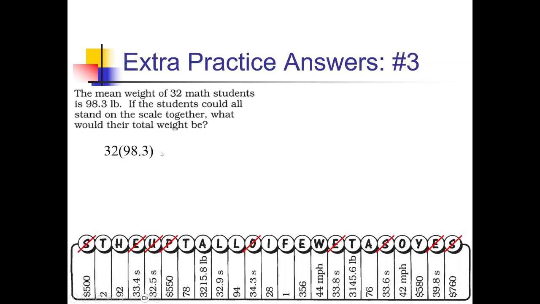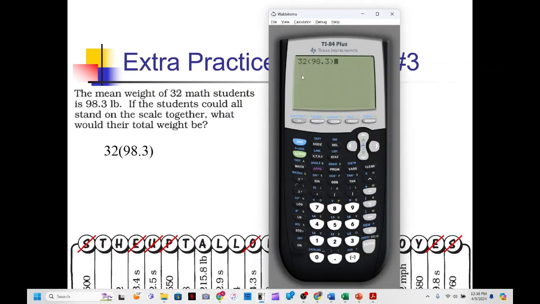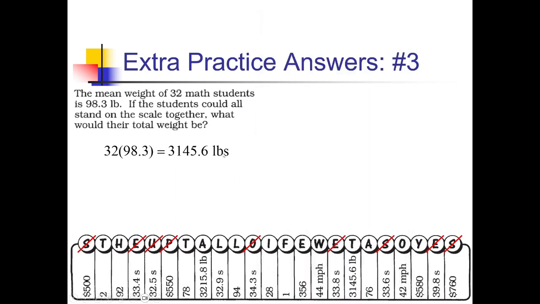Going to the calculator for this one though. So 32 times 98.3 on the calculator, that's going to be 3,145.6 pounds. And I can pick that out pretty quickly. That's going to be right here. Just make sure it's not this other big number. So cross off the T.